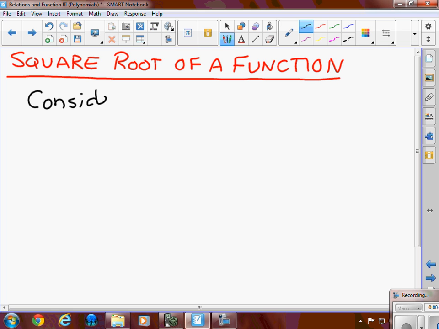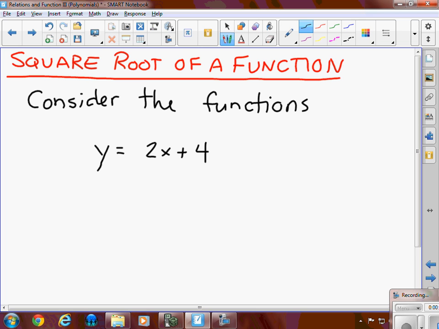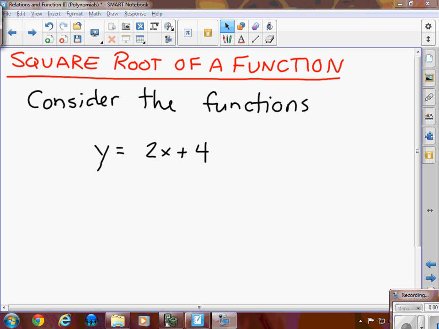We're going to say consider the functions, and we're making pretty simple ones here. Y equals 2x plus 4. So that's a grade 10 type of function. What kind of function is it? It's linear. All right, so our friend in the front here, Jake, is reminding us that this is a linear function.